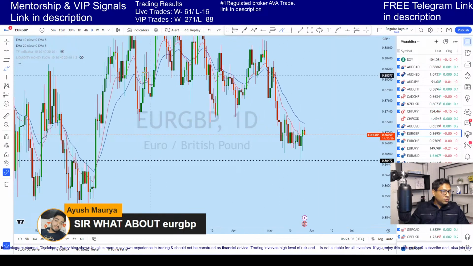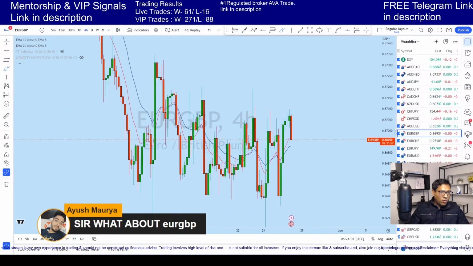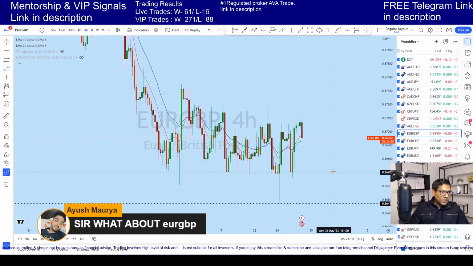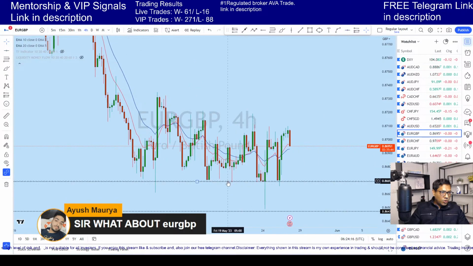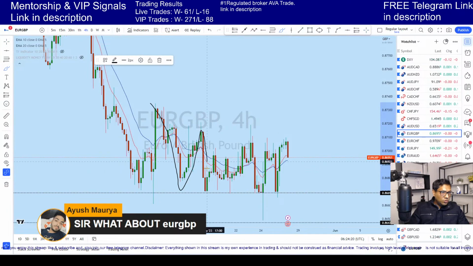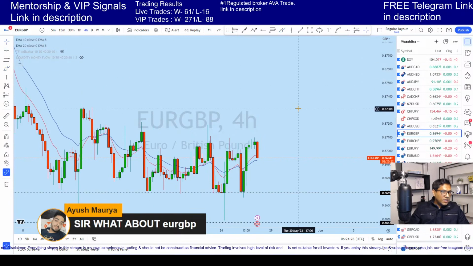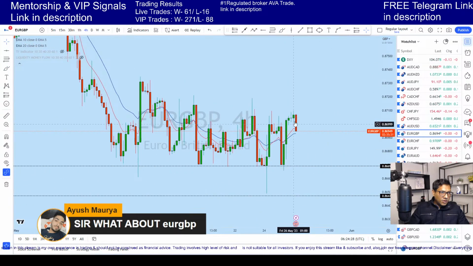From the daily, if we look at the lower time frame, on the 4 hour you can see there is a long consolidation along this area. This is an important level of support. The price is consolidating in that zone, and because of that we see that the market is currently coming down.